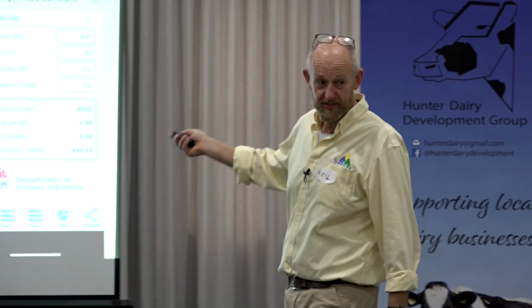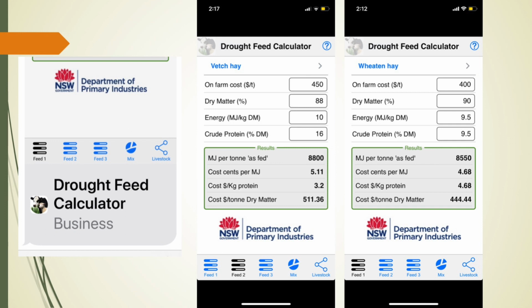All right, but this is cool, and I think it's one of those practical little tools that just helps you when you're on the spot looking at two feeds that have been sent to you. Which one do I buy? This can help clarify your decision making if you don't have someone to give you some additional support.